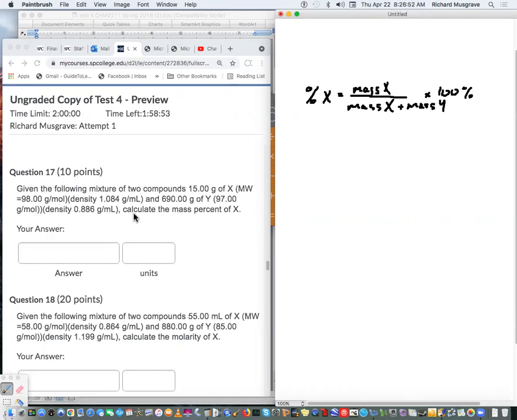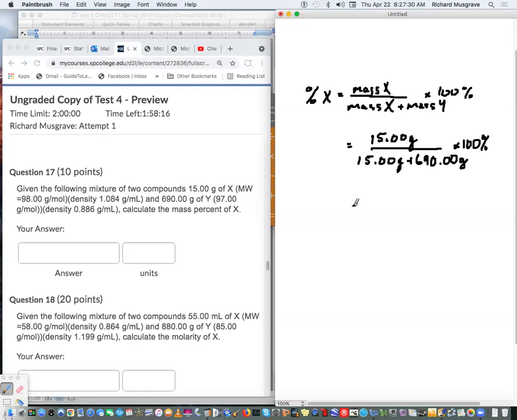In this instance, we're given 2 components, 15.00 grams of X and a density. That tells you it's a liquid, but that doesn't really matter here for this. And 690 grams of Y. So in this case, I don't even have to do any conversions from liquids to solids or anything. I can just do exactly what I'm doing here. 15.00 grams over 15.00 grams plus 690.00 grams. And that's times 100%.